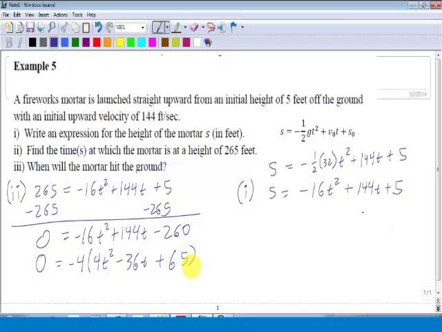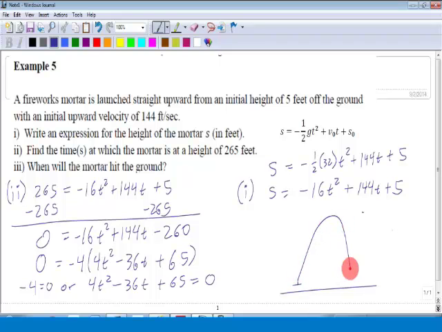So it's going to boil down to finding the solutions. If we set negative 4 equal to 0, we get nothing out of that. So it's going to boil down to finding the solutions of 4t squared minus 36t plus 65 equals 0. Maybe a couple solutions. Because the idea is the projectile is launched from, well, not high above the ground, maybe 5 feet above ground level. It goes up, it comes down.